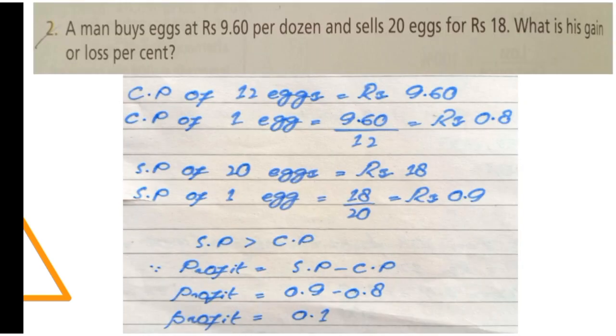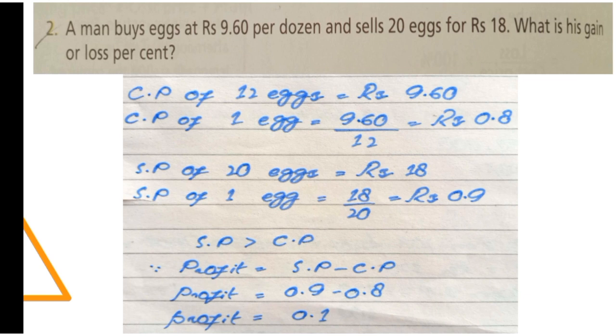Now question number 2: a man buys eggs at rupees 9.60 per dozen and sells 20 eggs for rupees 18. What is his gain or loss percent? In the question it is mentioned a man buys eggs at this price per dozen. Per dozen means 12 eggs. So cost price of 12 eggs is 9.60. We first should know the cost price of one egg, which will be equal to 9.60 divided by 12. When we divide 9.6 by 12, we get 0.8 rupees.